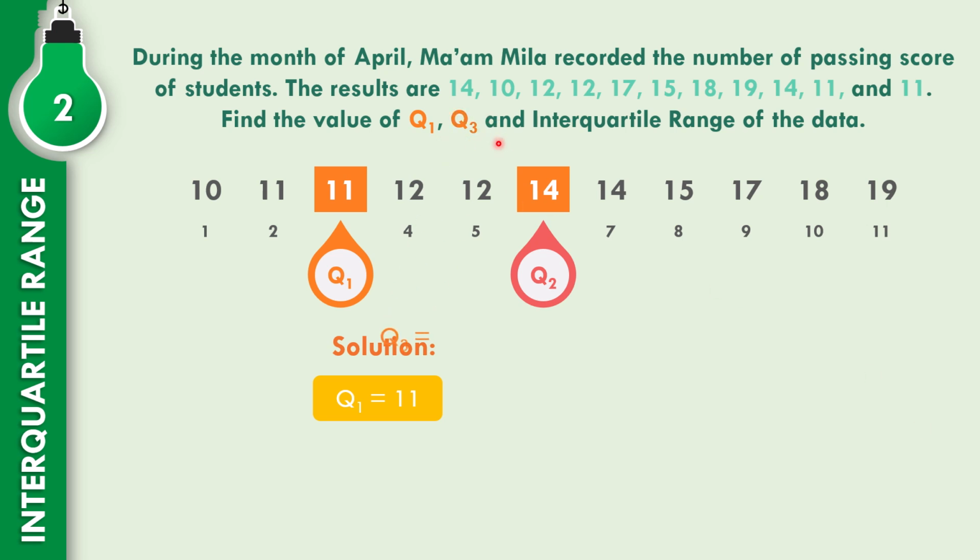So let us identify now the quartile 3. Let us find the middle between 14, 15, 17, 18, 19. So the middle is 17. So that is the Q sub 3, or the quartile 3, it is equal to 17.